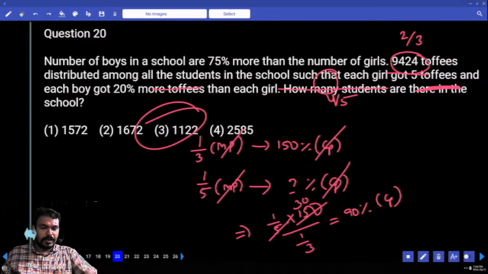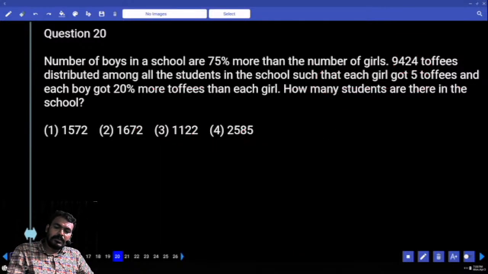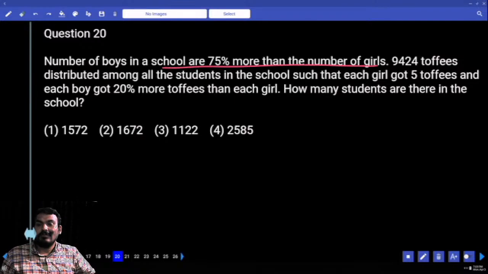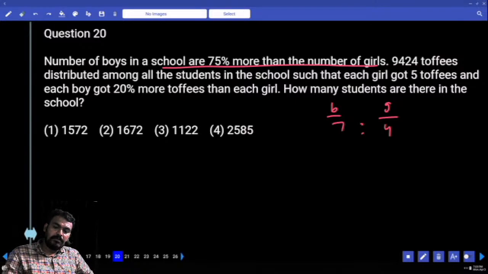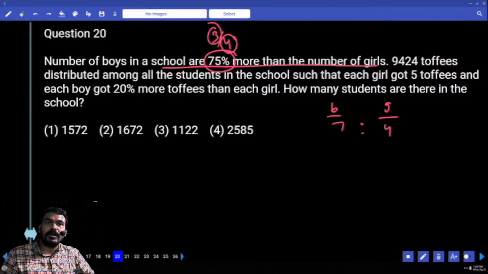Next, question number 20. The number of boys in a school is 75% more than the number of girls. Boys compared to girls, how much percent more? 75% more. Suppose we consider girls as 4 parts, boys are 7 parts. 75% means what is the fraction? 3 by 4, meaning out of 4 parts, how many parts are more? 3 parts more. One will be 4, another one 4 plus 3. What is the ratio? 7:4.